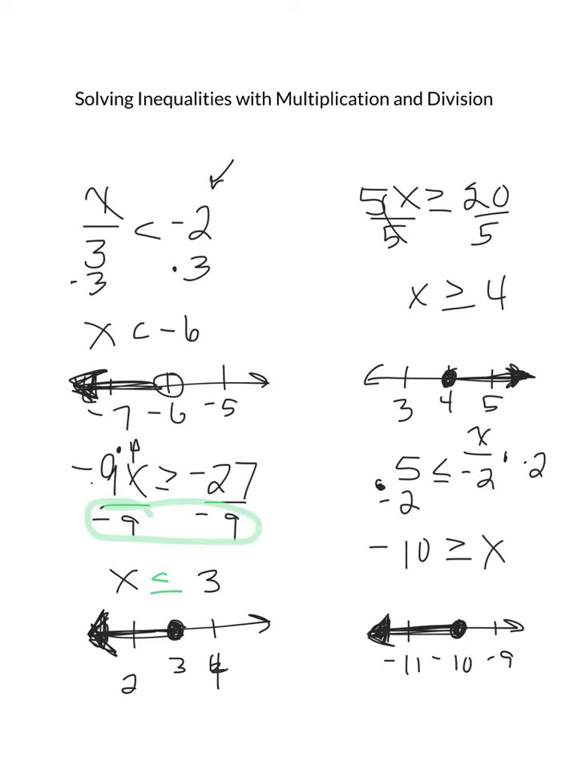Okay. So again, if you're multiplying or dividing by a negative, like in these last two that we did here, this one here and this one here, you have to flip your inequality symbol. It started as less than or equal to, and now it is greater than or equal to. This one started as greater than or equal to, and now it is less than or equal to, in order to keep your inequality true.